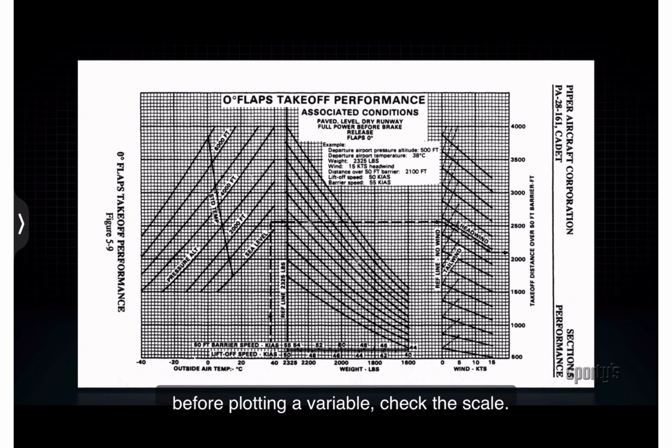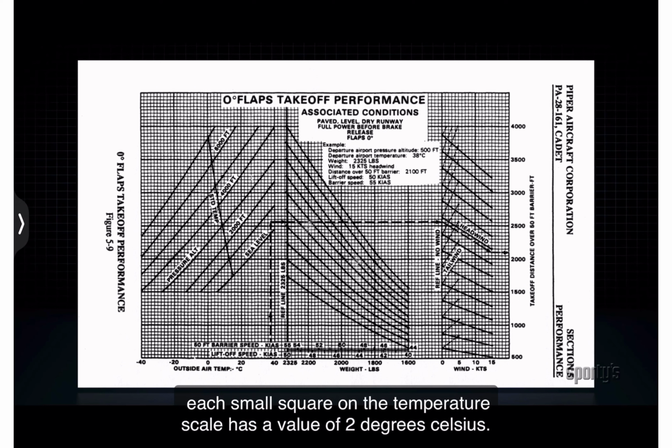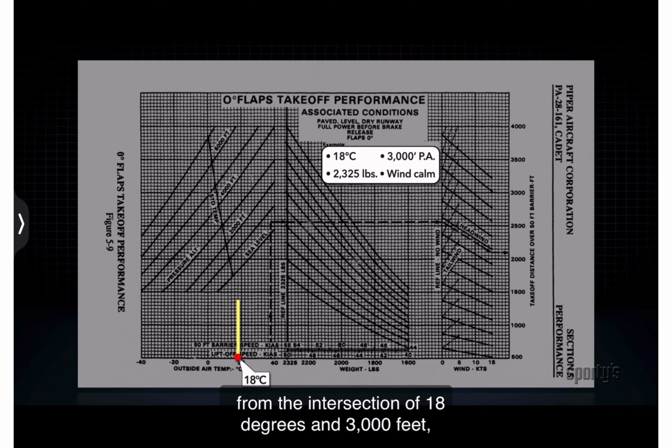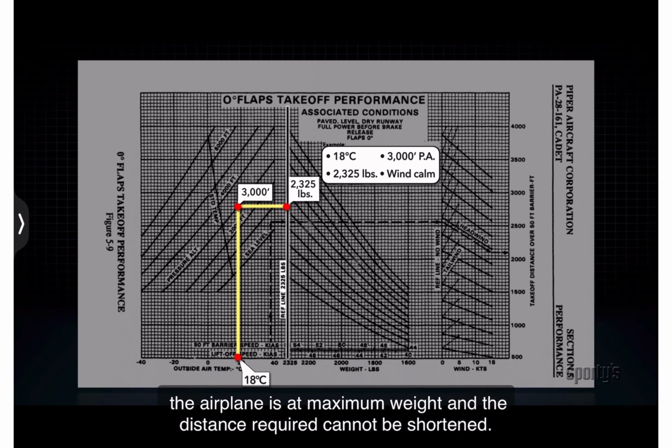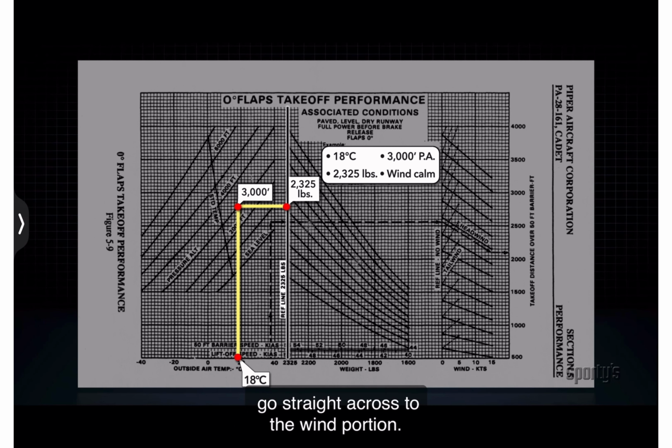Before plotting a variable, check the scale. Each small square on the temperature scale has a value of 2 degrees Celsius. From the intersection of 18 degrees and 3,000 feet, go straight across to the beginning of the weight portion of the graph. The airplane is at maximum weight, and the distance required cannot be shortened.